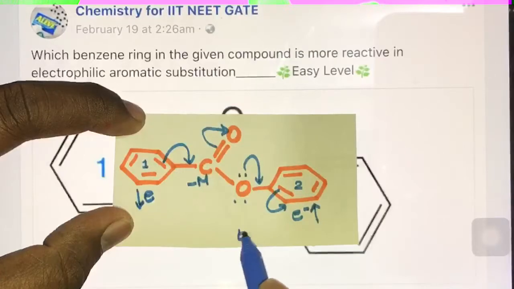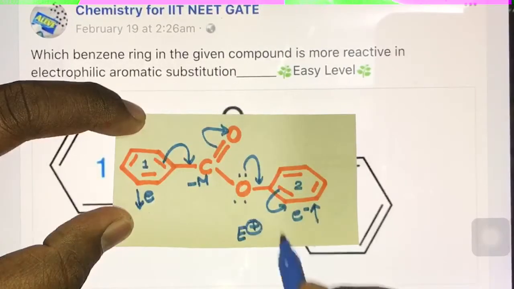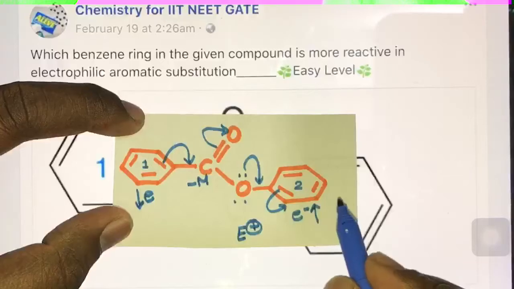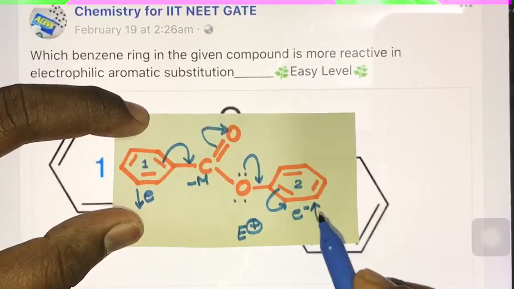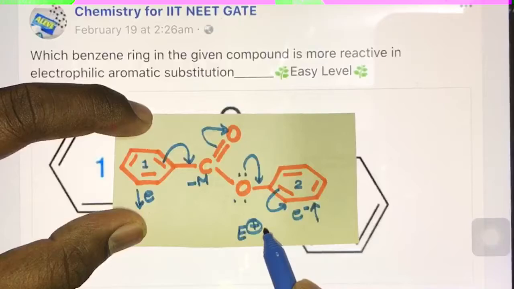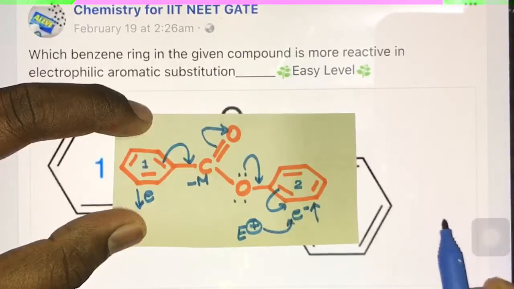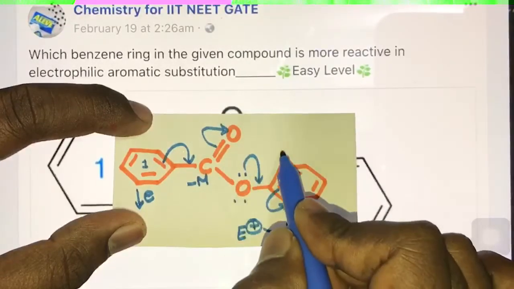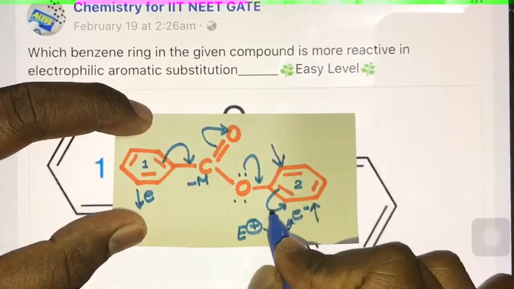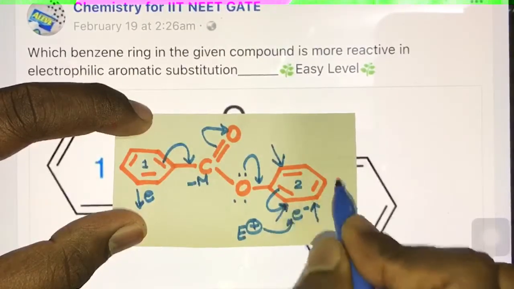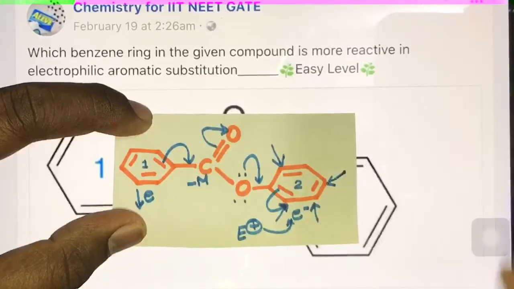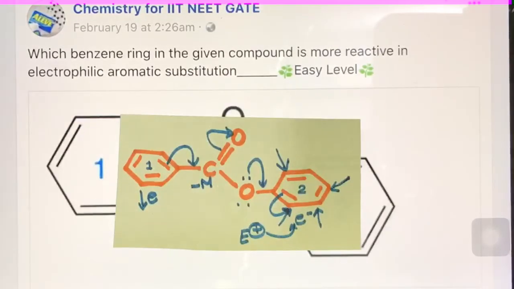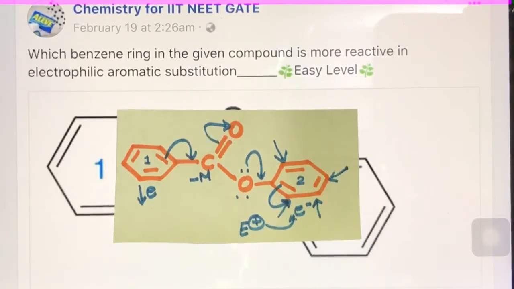So the electrophile, that is an electron deficient species, would like to attack the ring where the electron density is more, so definitely it will attack on this ring. And this is an ortho-para directing group, so the electrophile would like to attach either to these two ortho positions or this para position. The most probable is this para position because there is very little steric hindrance. So the correct answer is ring 2.